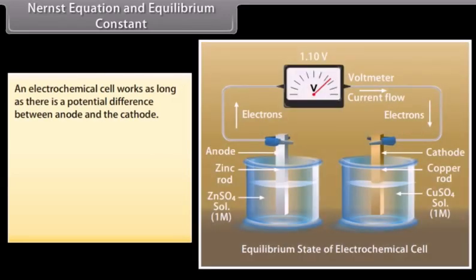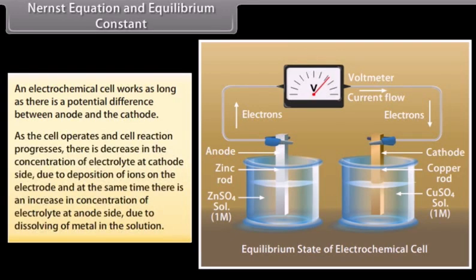Nernst equation and equilibrium constant. An electrochemical cell works as long as there is a potential difference between anode and cathode. As the cell operates and the cell reaction progresses, there is a decrease in the concentration of electrolyte at the cathode side due to deposition of ions on the electrode, and at the same time there is an increase in the concentration of electrolyte at the anode side due to dissolving of metal in the solution.